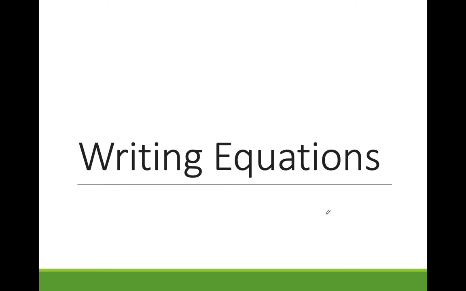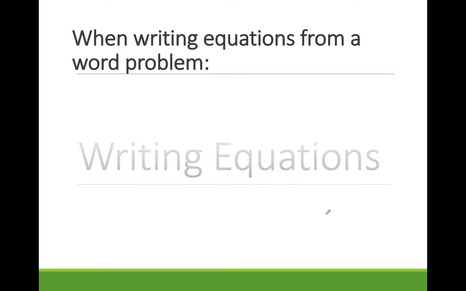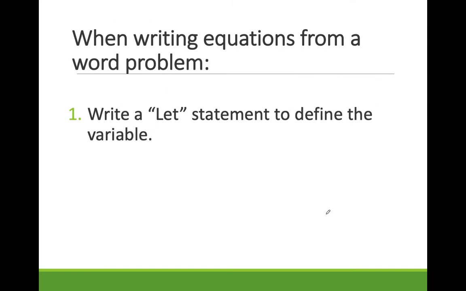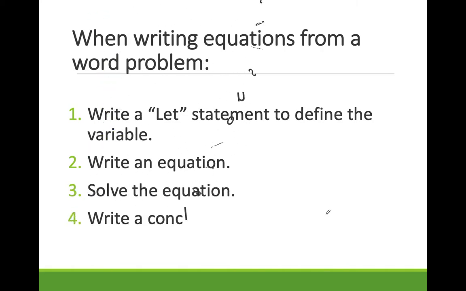Okay, in this video we're going to talk about how to write multi-step word problems. We are only going to look at the first example in your notes for this video, taking it slowly because these word problems can be a little bit tricky. So first, let's just review when we were writing equations from a word problem. First thing you're going to do is write your let statement to define the variable. Then you're going to write your equation, solve your equation, and write your conclusion statement in a complete sentence.